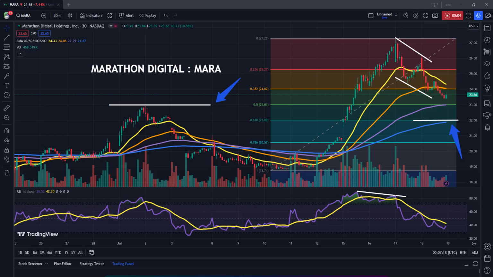Here we have the 30-minute price chart for Marathon Digital Holdings Incorporated, stock ticker MARA. Here we can see that the stock has been trading under a fair amount of pressure ever since the stock posted its recent highs near $27.30. This high would have been posted on the July 17th trading session.